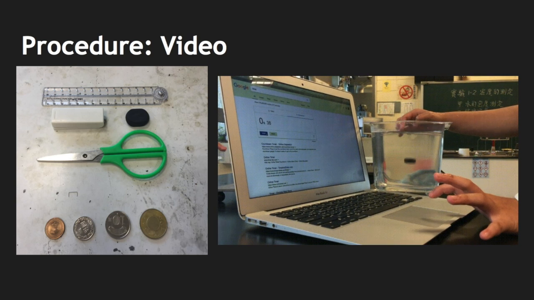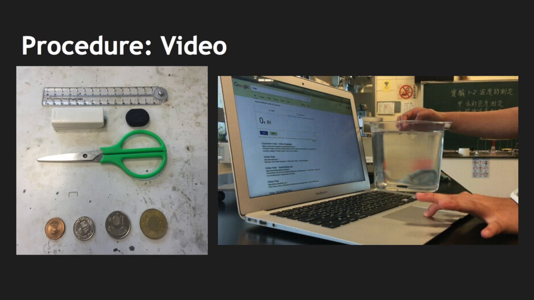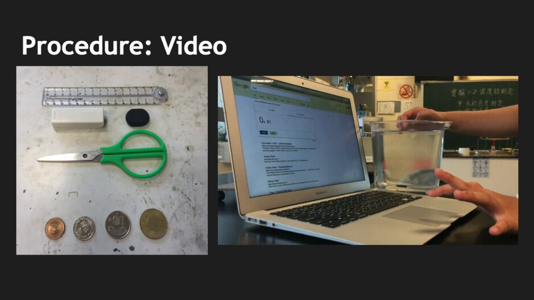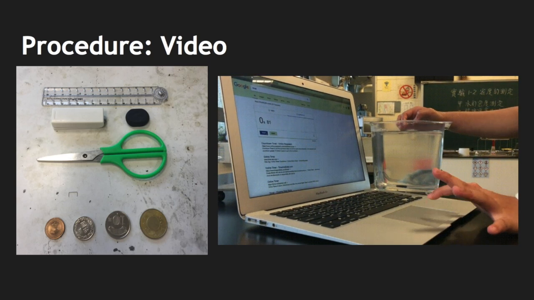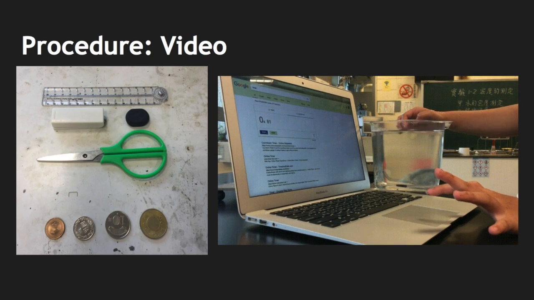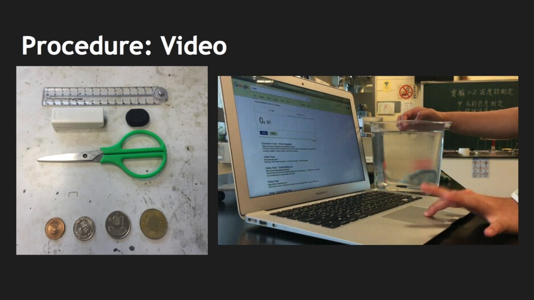Next, the procedure. On the left are the objects that I am dropping in. They include a ruler, stapler, eraser, scissor, a staple, a $1 coin, a $5 coin, a $10 coin, and a $50 coin. On the right is the procedure.